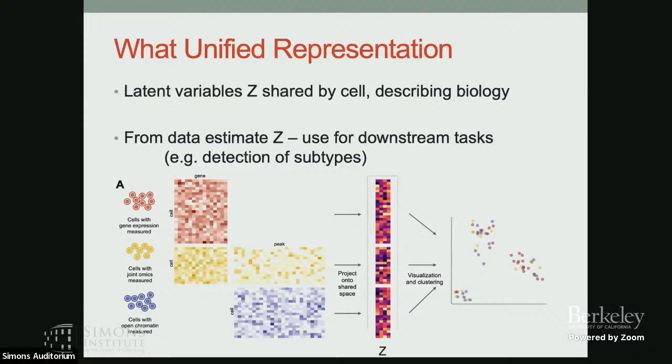And what we'd like to do then is estimate from the data these Z's. So we start with this set of data and we want to get some estimate of these latent variables for all the cells, regardless of which platforms or combination of platforms we have measured them with. Once we have those, they can be used for downstream tasks like visualization and also, of course, clustering to try to identify subtypes.